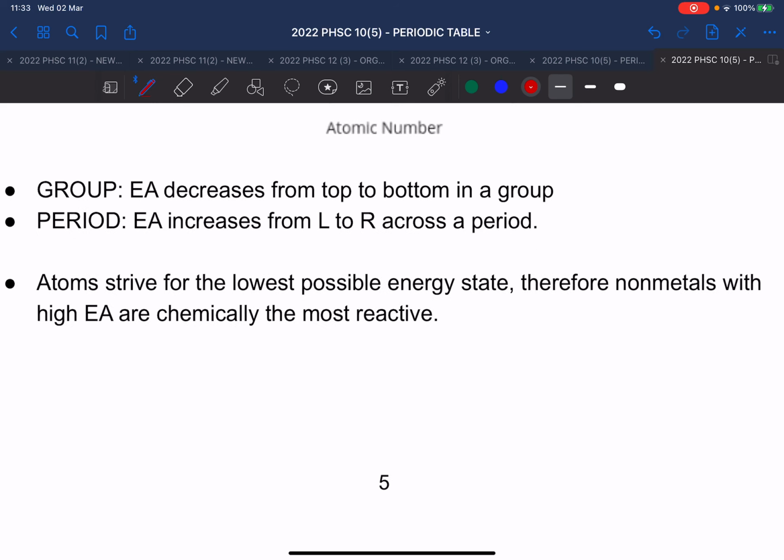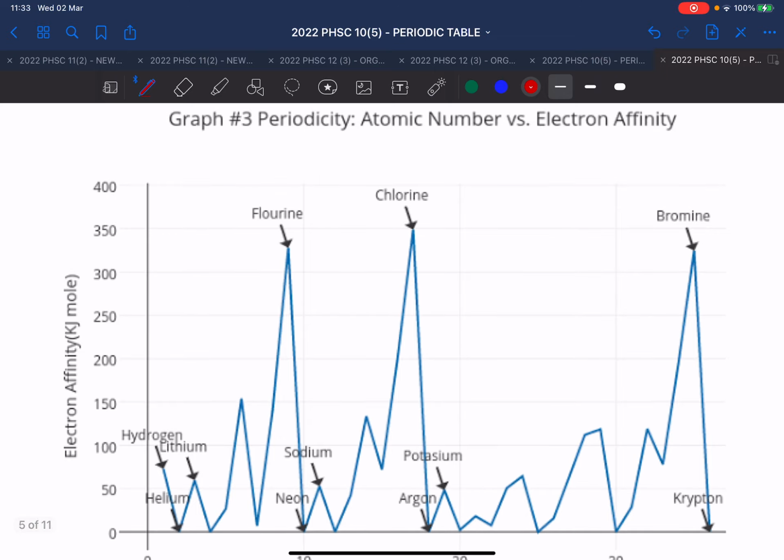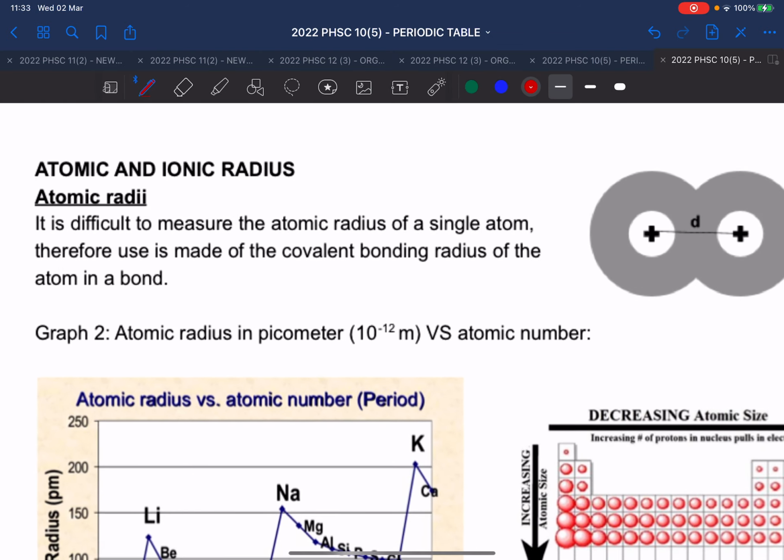All right, and here's what I explained at the beginning. I said atoms strive for the lowest possible energy state, so they want to be relaxed. Therefore, non-metals with a high electron affinity are chemically the most reactive. Meaning, if we compare fluorine with, say, hydrogen, fluorine is all the way to the right and has the highest electron affinity, meaning it really wants one electron, so it will react the fastest. If there's an electron, they will take it. So it's more reactive. Right. Then the next idea is the atomic and ionic radius.